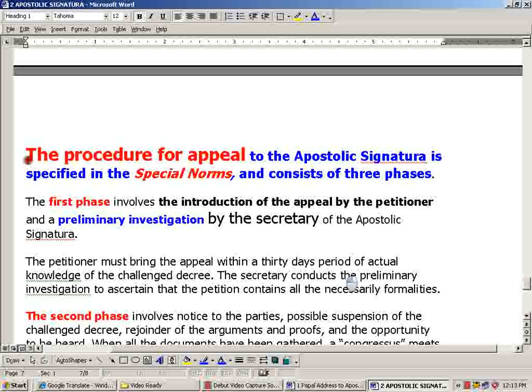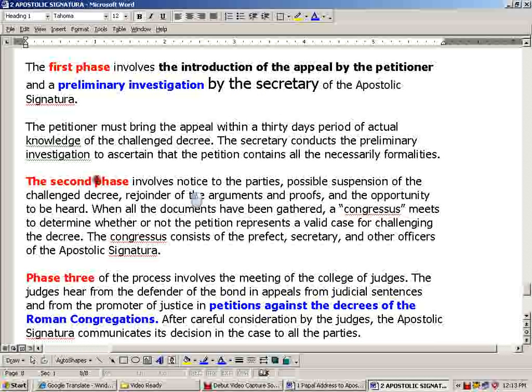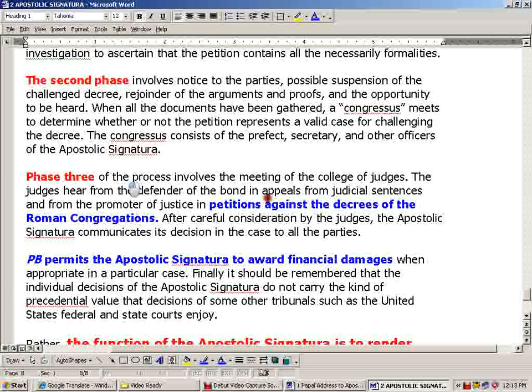The procedure for appeal to the Apostolic Signatura is specified in the special norms and consists of 3 phases. The first phase involves the introduction of the appeal by the petitioner and the preliminary investigation by the Secretary of the Apostolic Signatura. The second phase involves notice to the parties. The third phase involves meeting of the College of Judges. The judges hear from the defendant, appeals from judicial sentences and from the promoter of justice, and petitions against decrees of the Roman congregation.